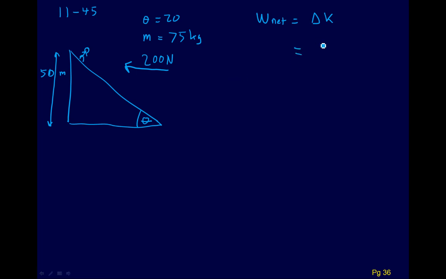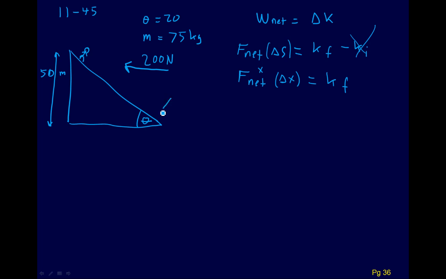So one way to do this is just to say, okay, the work net equals K final minus K initial. Since the person's not moving initially, K initial is 0. And for the net work, we're going to say that it's the force net times the displacement. Actually, I'm going to do this in the x direction of the surface of the incline. And so here's the actual equation we're going to solve.